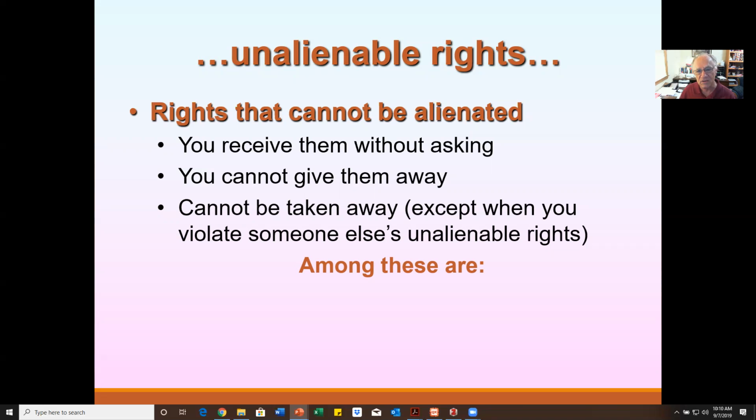So there are rights that cannot be alienated. You get them without asking. It's like breathing. You didn't ask to breathe. You can't give away your right to breathe. And nobody can take away your right to breathe unless you've taken away someone else's right to breathe, and then you have the death penalty, and that's another discussion.